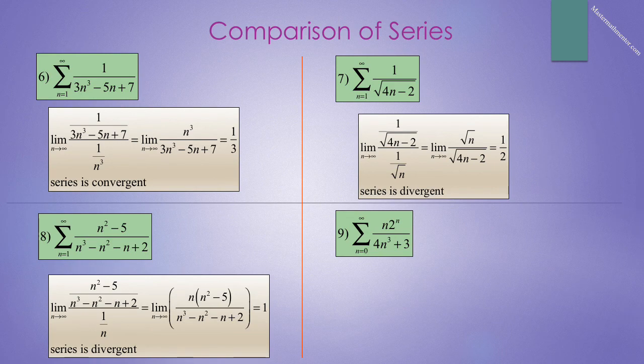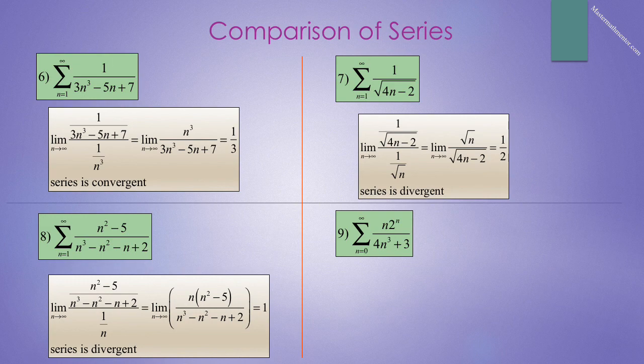Number 8 reads summation n equals 1 to infinity of n squared minus 5 over n cubed minus n squared minus n plus 2. For all its complexity, this is really an n squared over n cubed equals 1 over n problem. So we will compare this to the divergent 1 over n harmonic series.